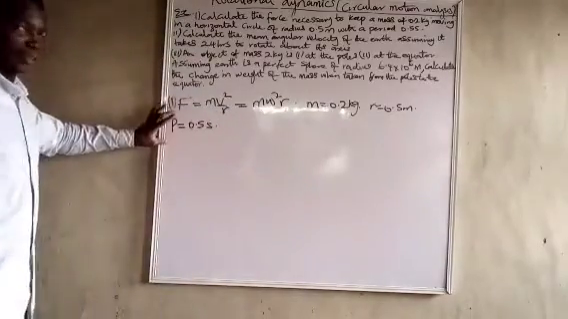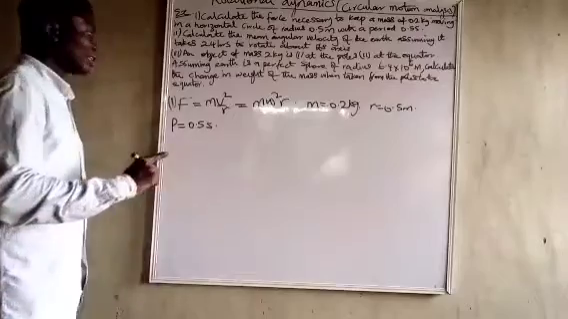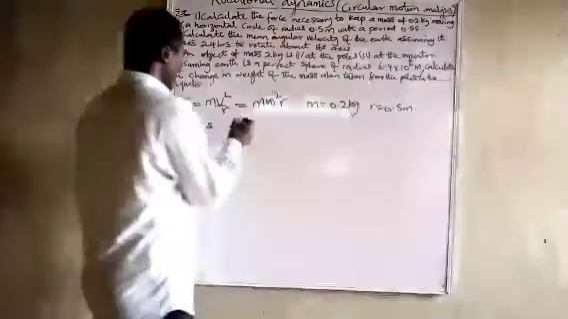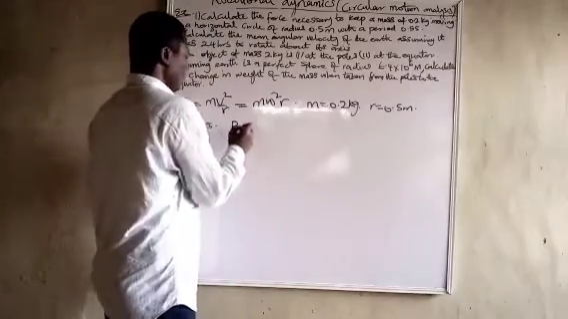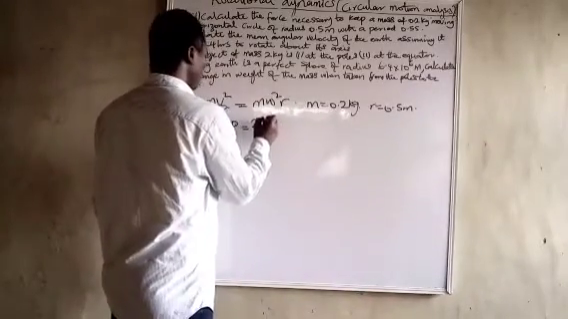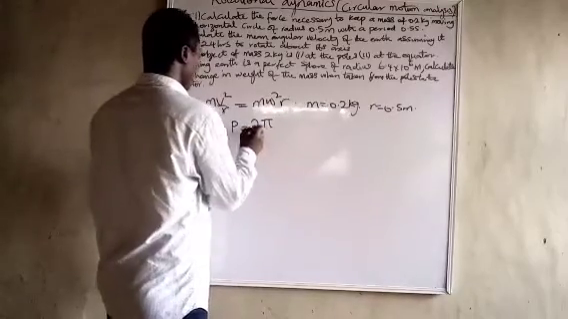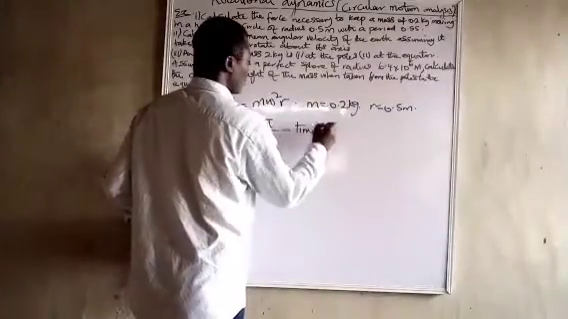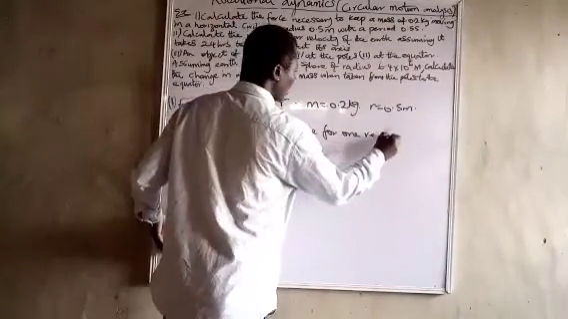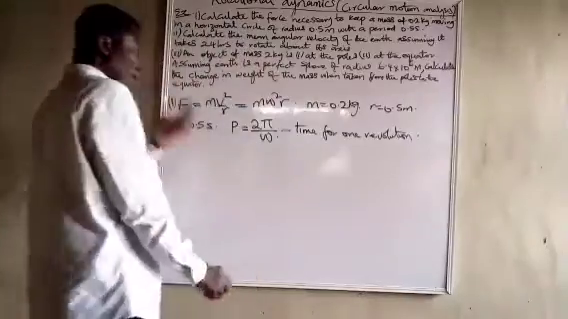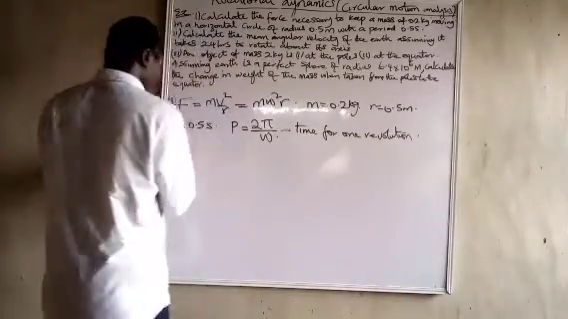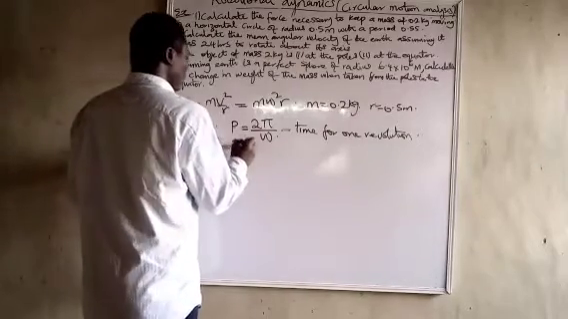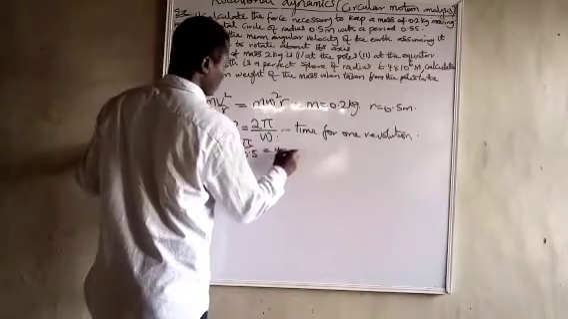Please, I want us to understand what this period means. Period is the time that you take to move round the circle once. That is the period. So P is 2 pi over omega. Time for one revolution. So you can now say that omega is equal to 2 pi over P, which is 2 pi over 0.5. That is 4 pi.